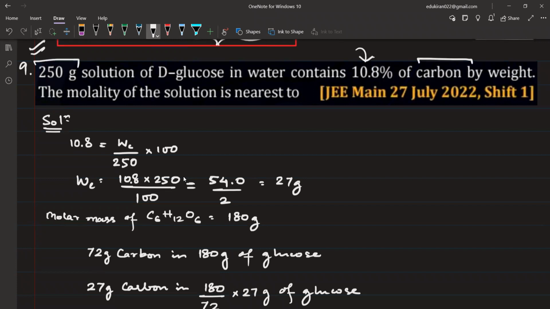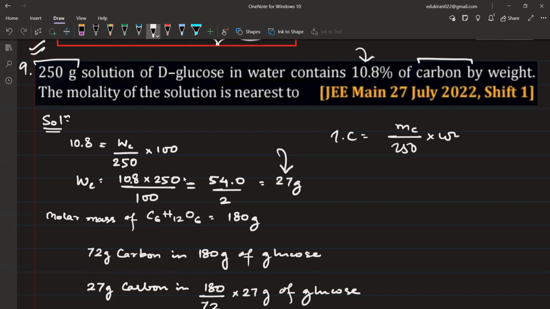Now, percentage of carbon will be equal to whatever mass of carbon that is present divided by the total mass, that is 250 into 100. So here हमने लिखा 10.8 is equal to, that is the percentage of carbon, is equal to the mass of carbon that is actually present in the solution divided by total mass of solution into 100. The mass of carbon comes out to be 27 grams. Okay, if you calculate, this is going to be 27 grams.